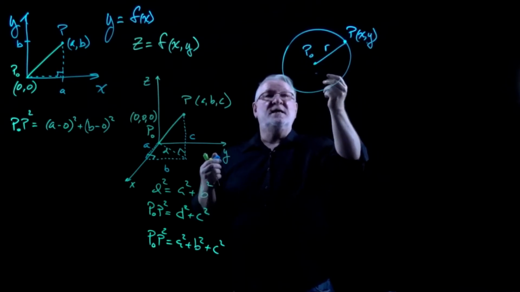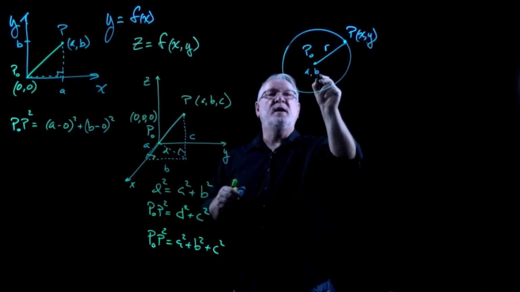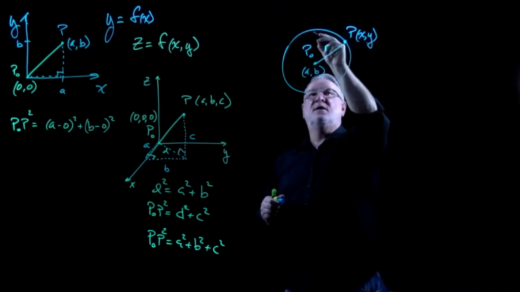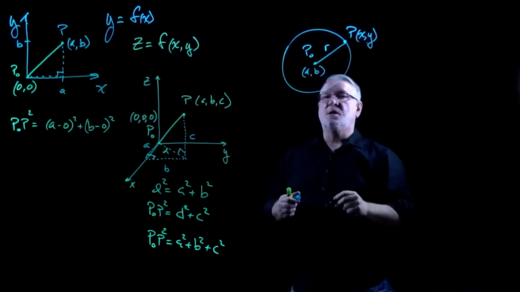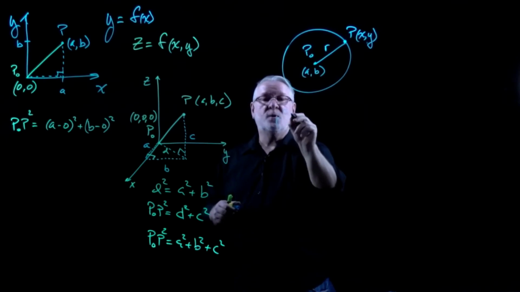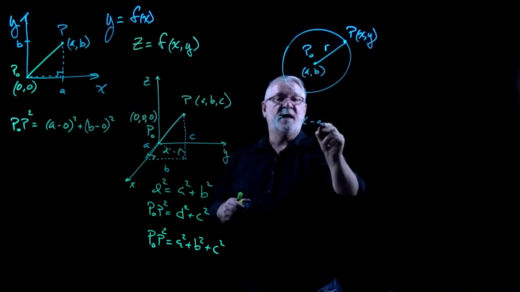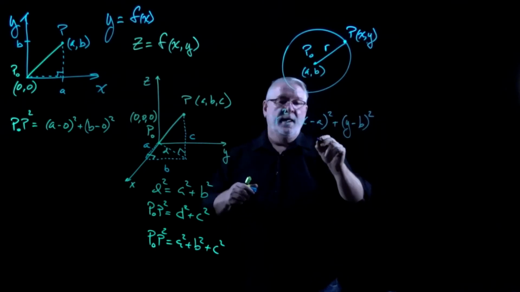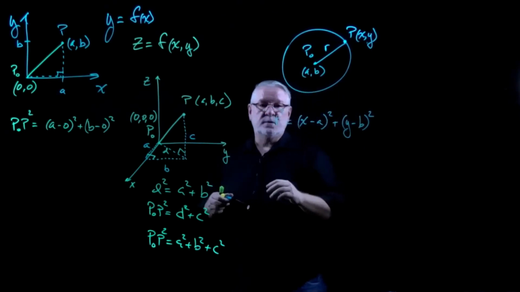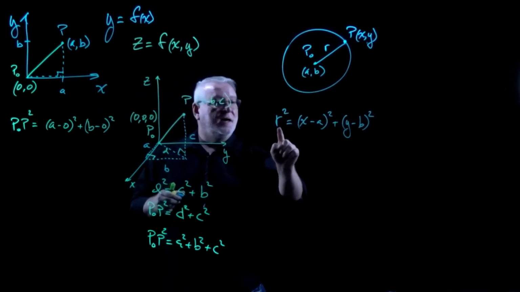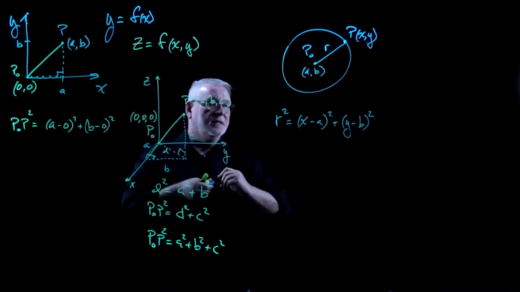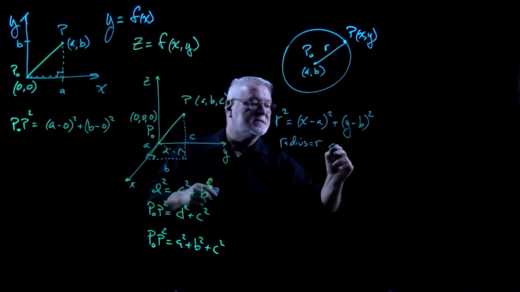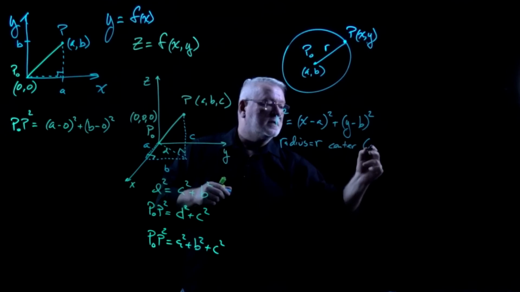Well, if P naught is at a specific address, in this case, let's put it at point AB just to give it an address, then xy is the set of all points that are equidistant from AB, and that distance is r. And of course, we know what this formula is. R squared equals x minus a squared plus y minus b squared. And that's the formula for a circle. It's a circle of radius r, whose center is AB. So radius equals r, and center is AB.